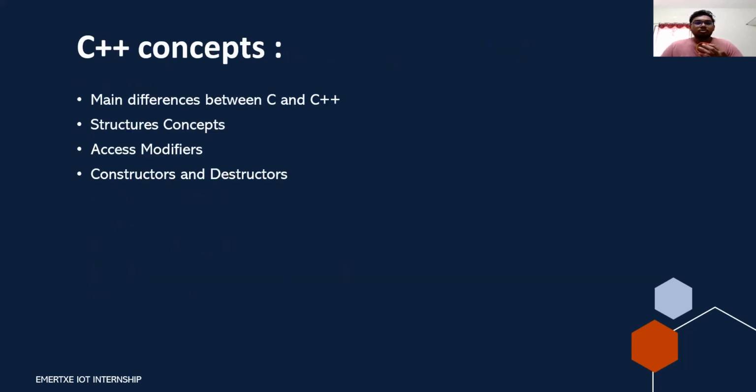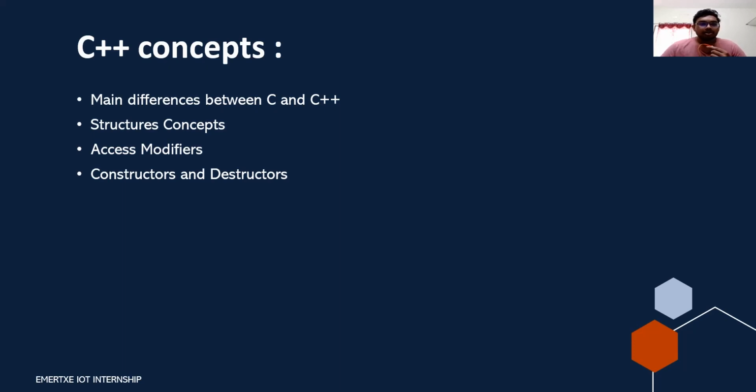And now we move to the concepts which I learned in my internship. I learned C++ concepts after the C concepts. First they told me the main difference between C and C++, which is that C is a procedural language, whereas C++ is also procedural but also supports object-oriented programming, which is polymorphism, inheritance, data encapsulation, etc.